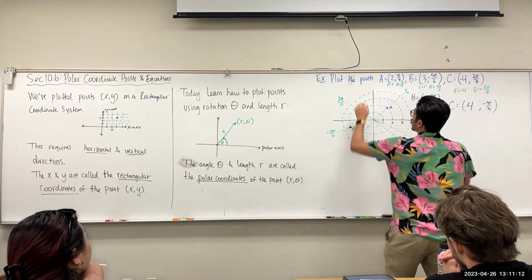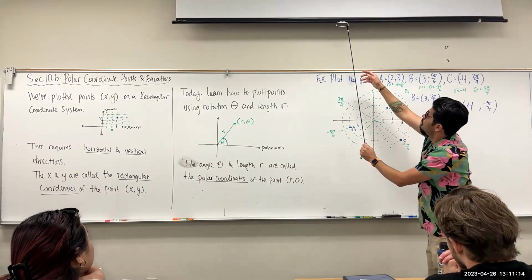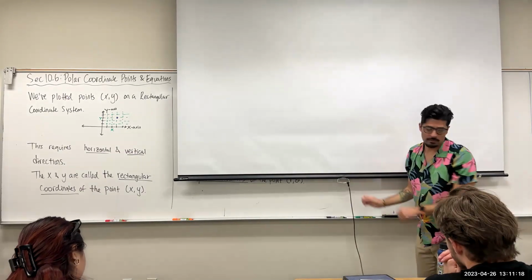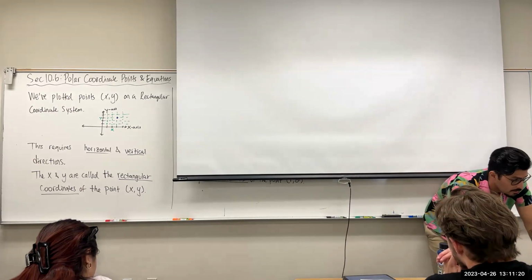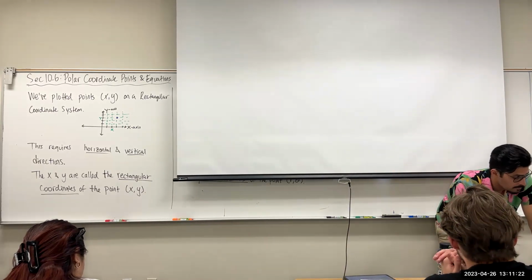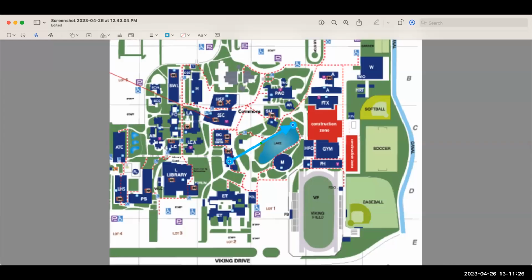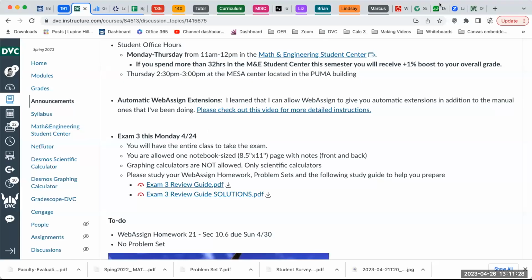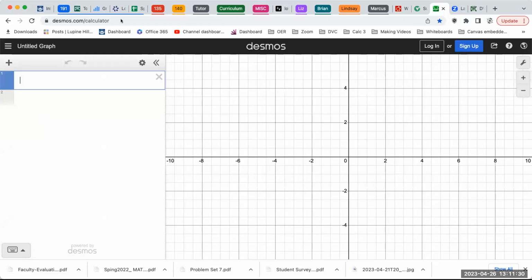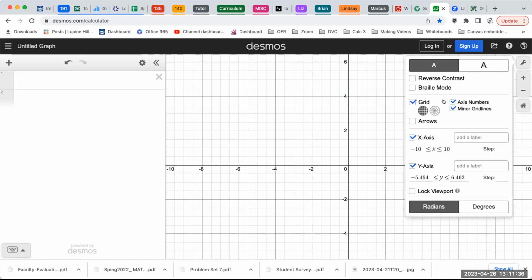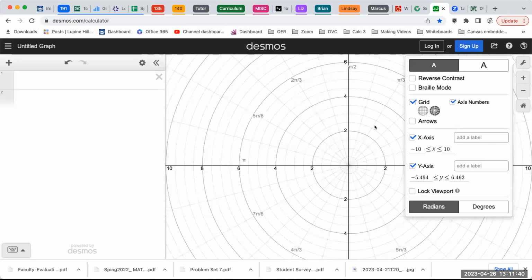So let me show you a couple more things. I'll put this back up. Is there a way to go directly from your rectangular coordinates to the polar? That's the second part. All right, guys, so let me show you. On Desmos, right now we have a rectangular grid. So if I go to settings, see this right here? This is going to give me a polar grid.